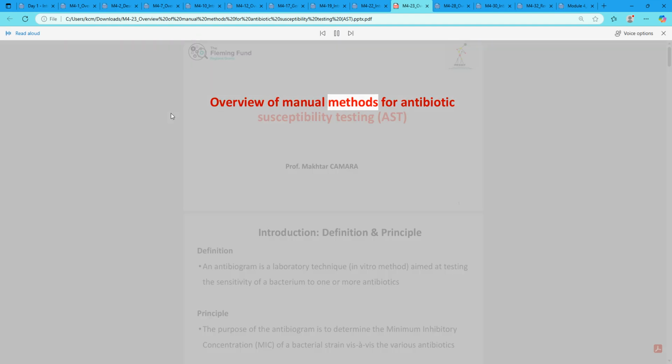Overview of manual methods for antibiotic susceptibility testing, AST, by Professor Mokhtar Kamara. Definition. An antibiogram is a laboratory technique, an in vitro method, aimed at testing the sensitivity of a bacterium to one or more antibiotics. Principle. The purpose of the antibiogram is to determine the minimum inhibitory concentration, MIC, of a bacterial strain vis-a-vis the various antibiotics.